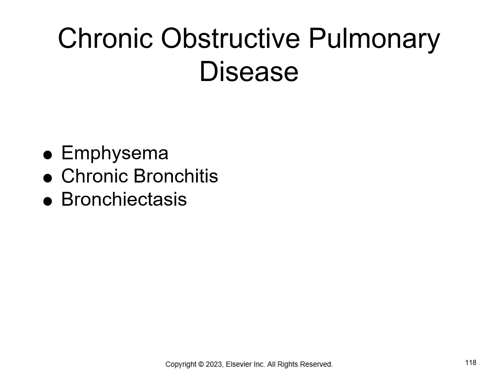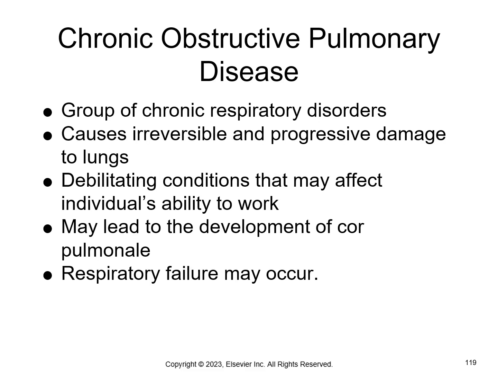Next up is chronic obstructive pulmonary disease, and this includes emphysema, chronic bronchitis, and bronchiectasis. Chronic obstructive pulmonary disease is a group of chronic respiratory disorders. It causes irreversible and progressive damage to the lungs. This can affect someone's ability to work. It can also lead to the development of cor pulmonale, and respiratory failure can occur here.